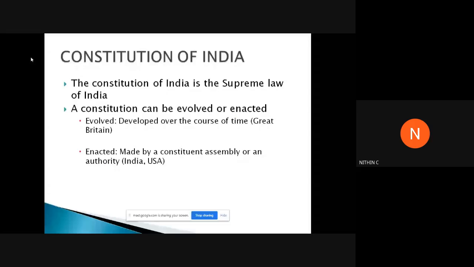So the constitution of Britain can be considered as an example of an evolved constitution, whereas the constitutions of India and USA can be considered as enacted constitutions. Is that clear? Okay, next slide.